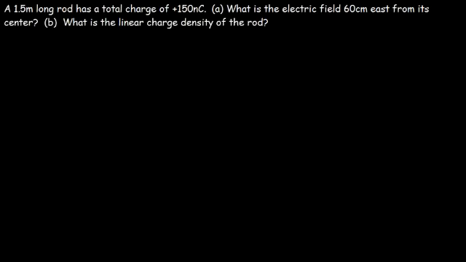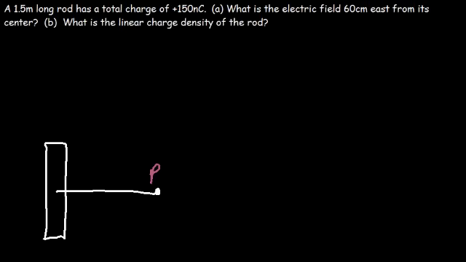So here's a problem. A 1.5 meter long rod has a total charge of 150 nanocoulombs. What is the electric field 60 centimeters east from its center? So here's the rod. We wish to calculate the electric field at point P. And L is the length of the rod. How can we find it?